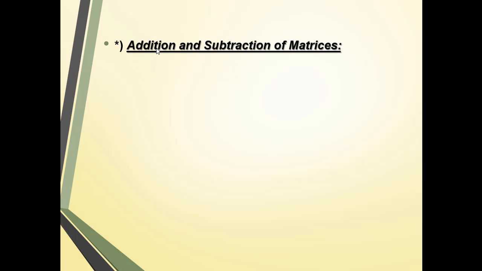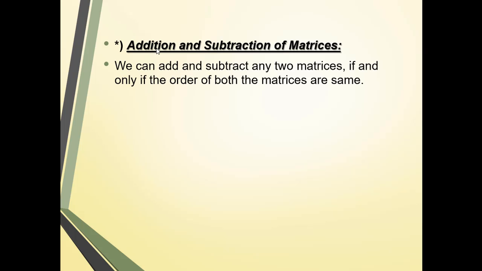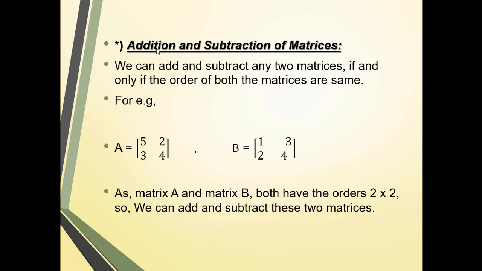Now let us learn how and when we can add and subtract matrices. We can add and subtract any two matrices if and only if the order of both matrices is the same. For example, we have two matrices again. Matrix A has the order 2 by 2 and matrix B also has the order 2 by 2. So we can only add and subtract matrices when their orders are the same. Keep this in your mind. As matrix A and matrix B both have order 2 by 2, we can add and subtract these two matrices.